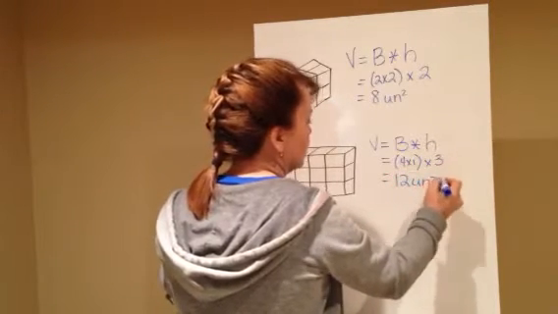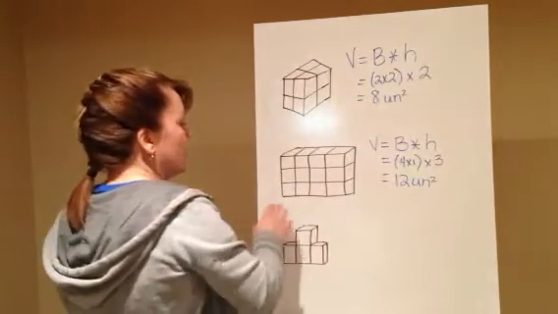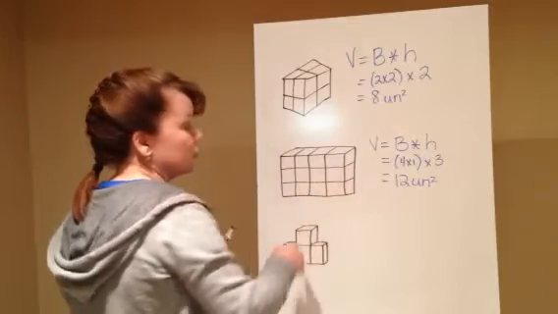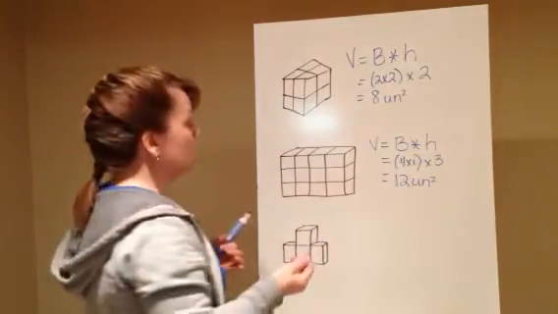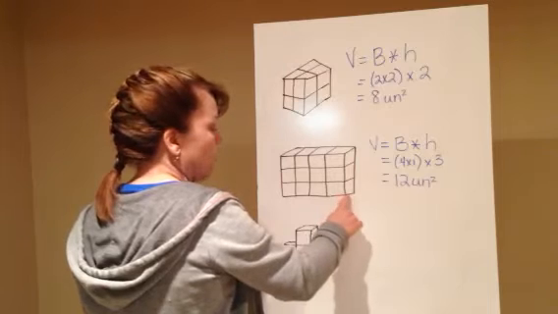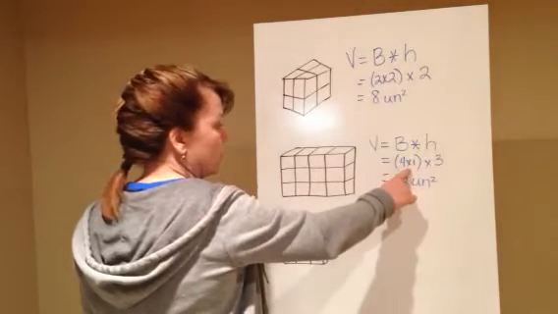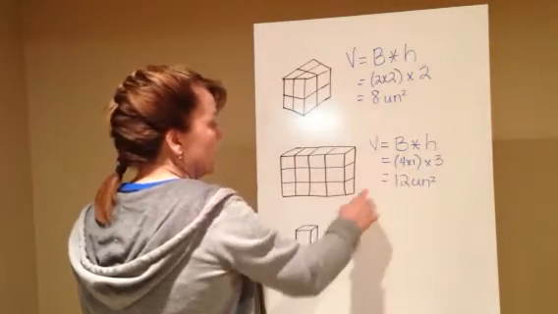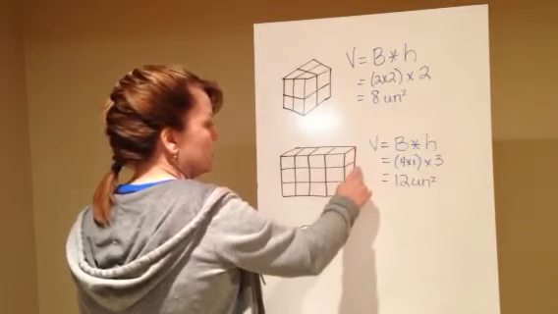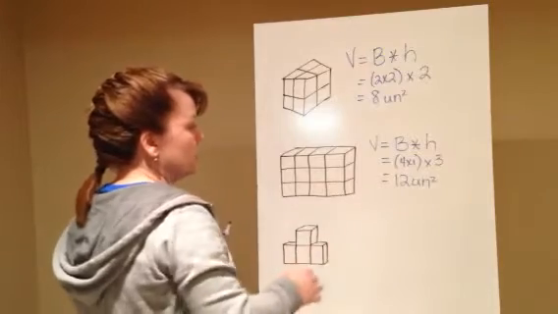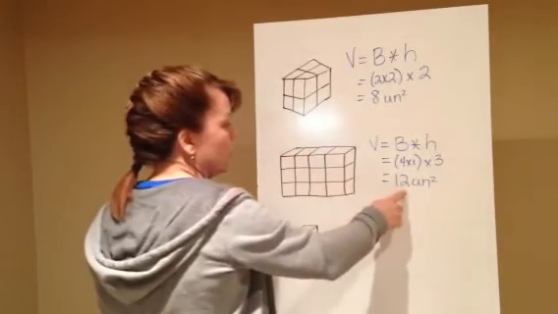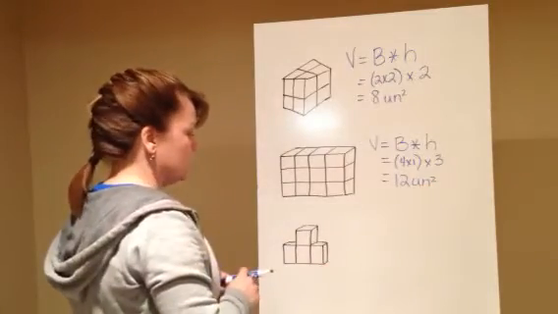units cubed. So again, I found the area of the base, which is still a rectangle because it's 4 long and 1 wide. That's where I got my 4 times my 1. And then my height is 3. 1, 2, 3. Okay? So the volume for this particular shape would be 12 units cubed.